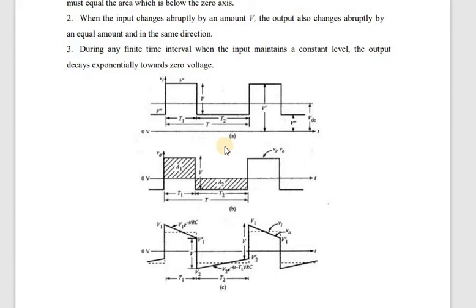Now here firstly we are interested in finding the steady state output waveform, okay. We have to prove that for any periodic input waveform, the average level of the steady state output signal from the circuit is always 0, independent of the DC level of the input.